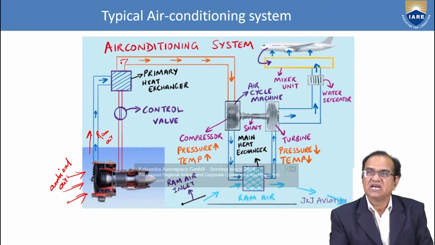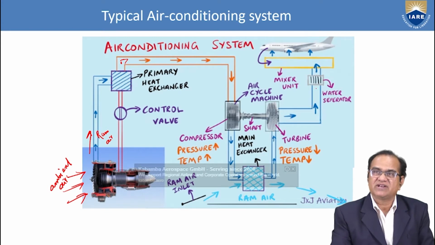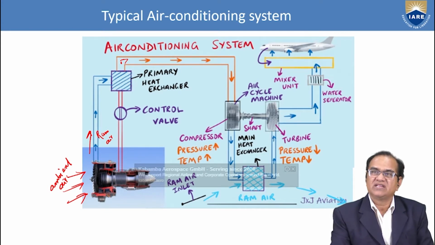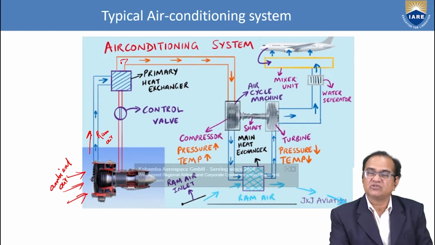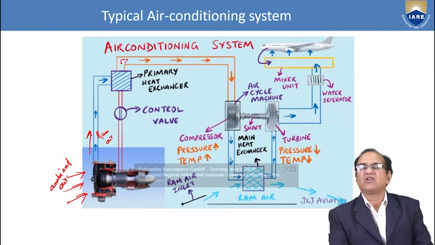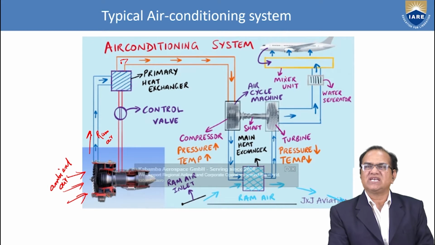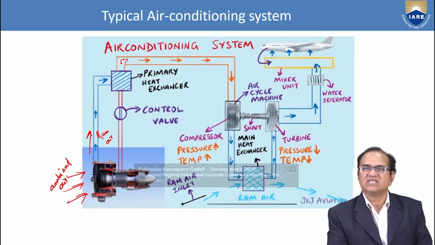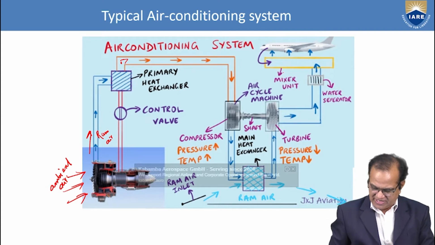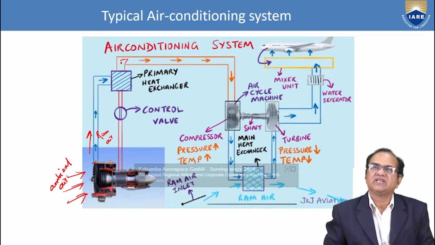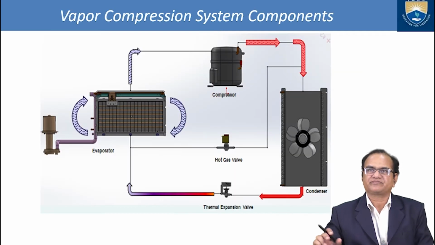So this low temperature and low pressure air is entering the water separator and the different filters, and then reaching the mixer unit. In the mixer unit we can mix the hot air and the cold air, and it will be controlled as per the requirement of the aircraft. So this is how the system works, and this is a simple air conditioning system of the aircraft which we normally use in a simple aircraft.